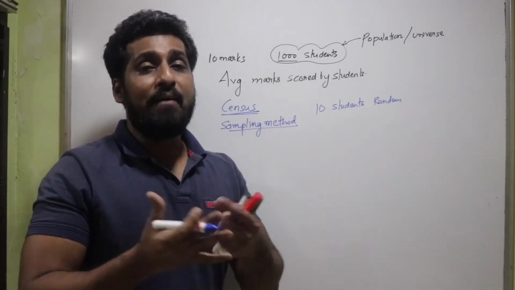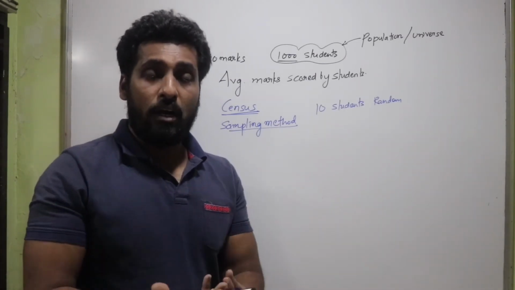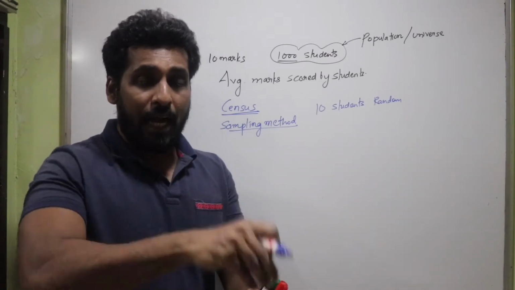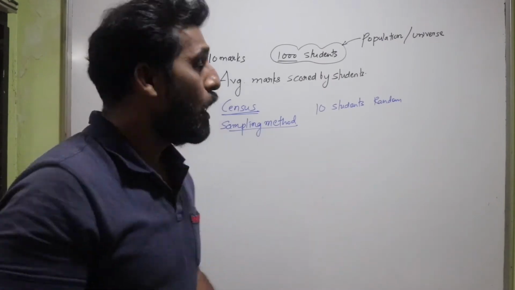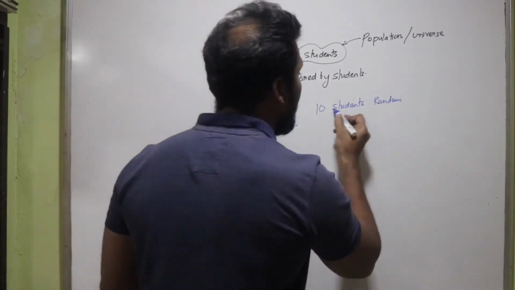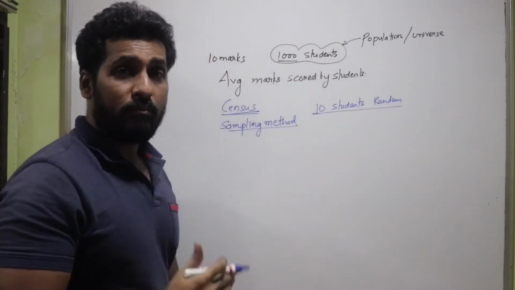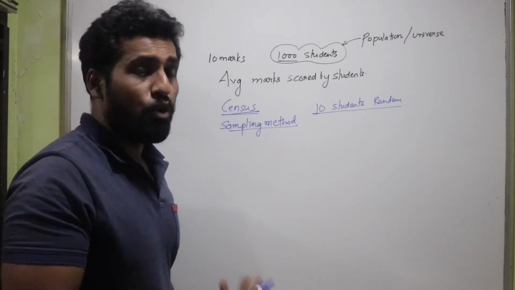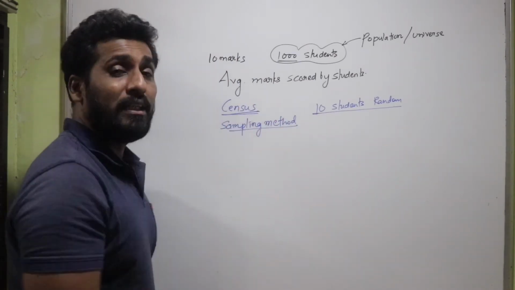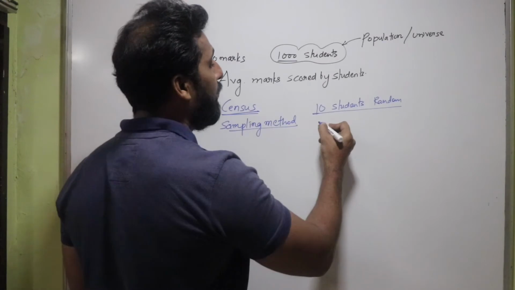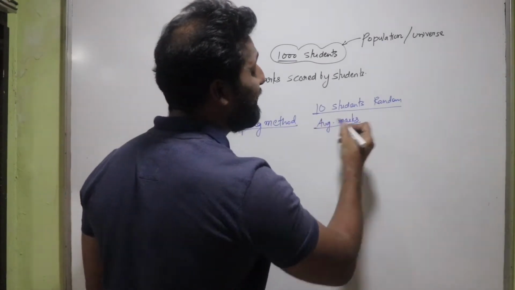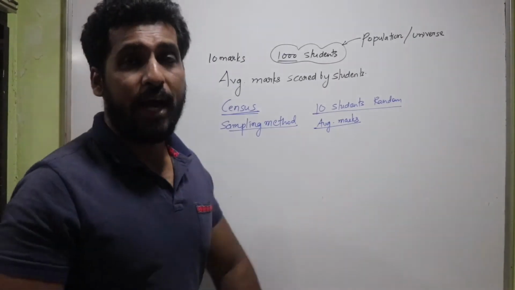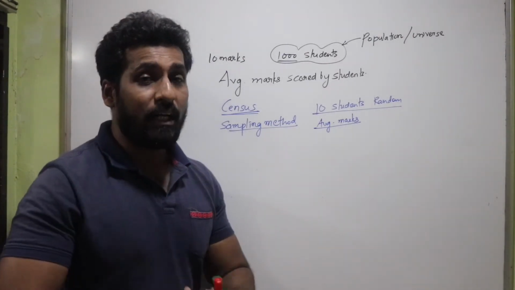For instance, I will take 100 chits, 100 numbers, put them in a box and then select any 10 chits out of that. So that is called random selection. So I will select 10 students at random, isn't it? It can also be called lottery selection. So I will select 10 students at random and get the average marks scored by those 10 students, and so on.